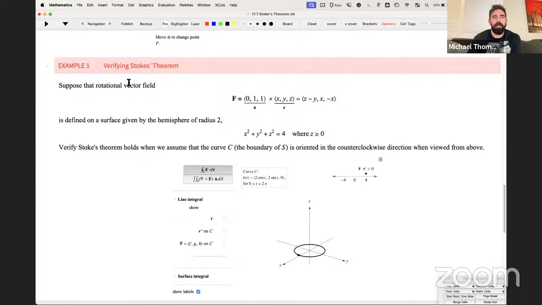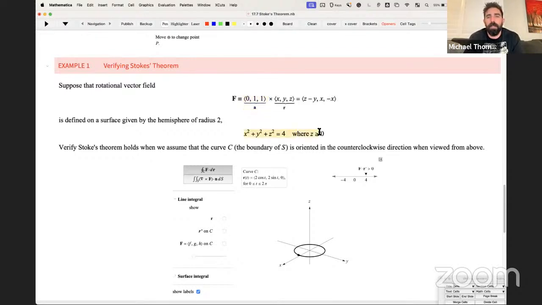So let's say that we have this vector field here. By the way, this is a rotational vector field. There's your radial vector r, and there's your axis of rotation vector. And when you cross those together, you get this. So this is the given vector field, where this is the axis of rotation. And let's say this vector field is defined on a surface given by a hemisphere of radius 2.